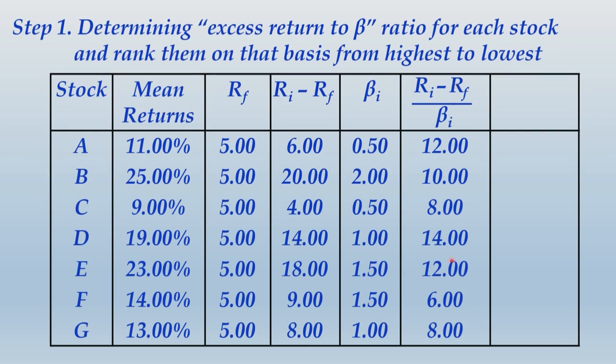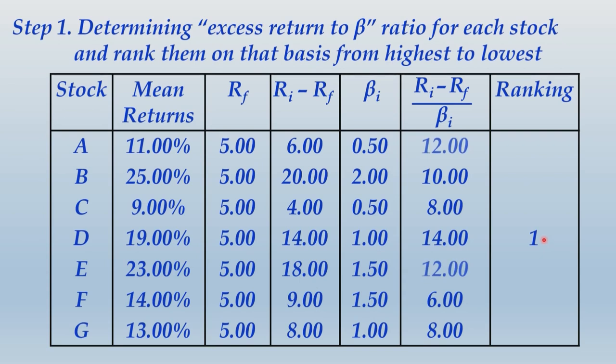Now, we have to rank each of these, correct? Ranking. And because it is excess return to beta, which is a kind of reward to risk ratio, you would obviously rank the one which has the highest of this ratio, and that first rank obviously goes to the highest one, which is giving 14 as this ratio. So rank one goes to stock D. I'm sure you have no problem in understanding what we have just done. We have identified 14 as the highest excess return to beta, and rank 1 is given to stock D. Thereafter, what you do is identify the next highest.